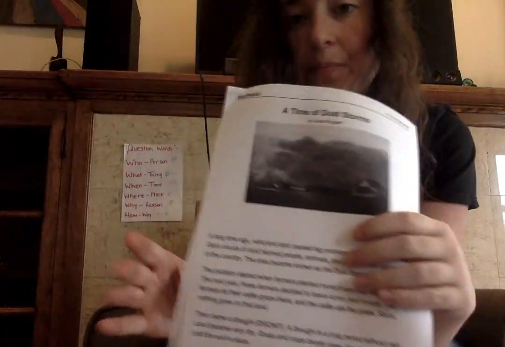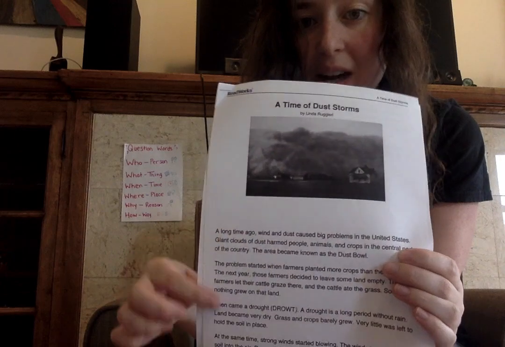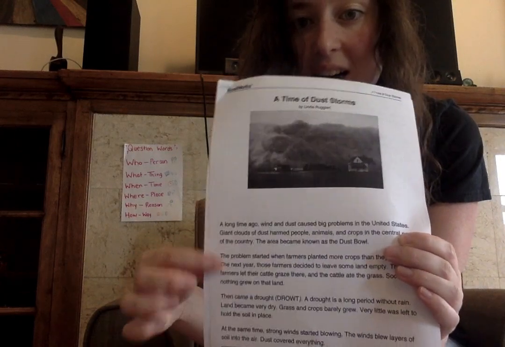All right, so this question, I need to think where in the text to find my answer. It wasn't in this first paragraph, but it was right here in the middle of the text, so I'm going to read it now. Remember, when you hear a time that the dust problem started, I want you to touch your nose, all right? The area became known as the Dust Bowl. The problem started when farmers planted more crops than they could sell.